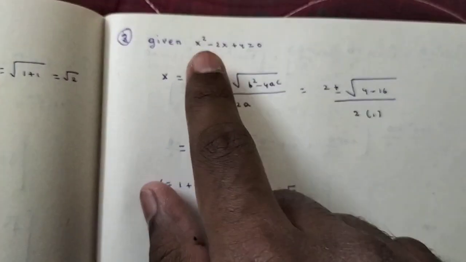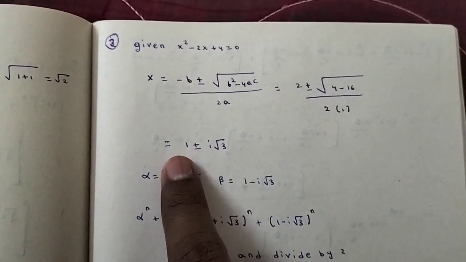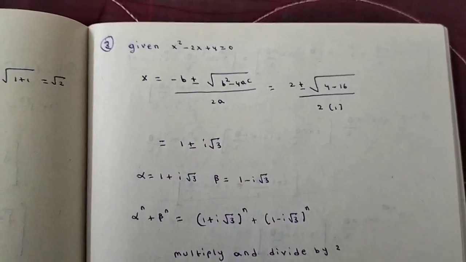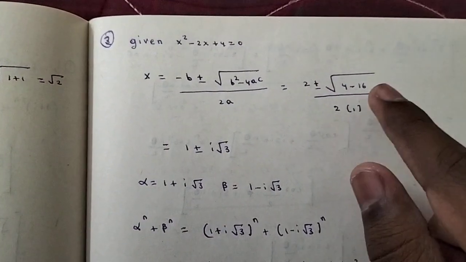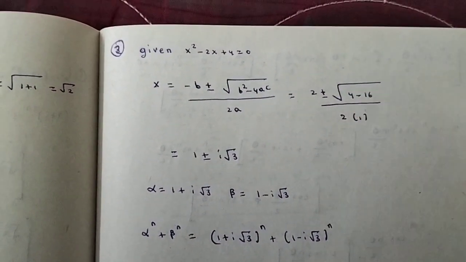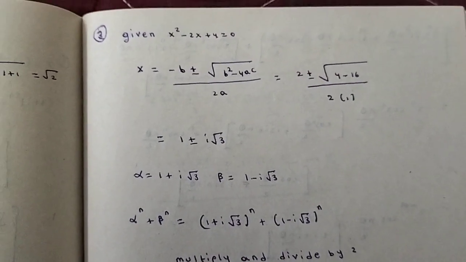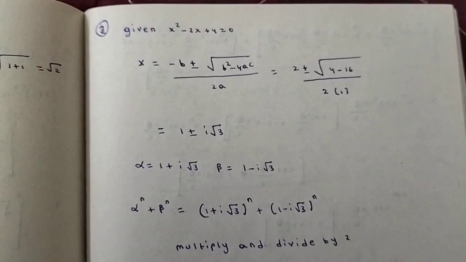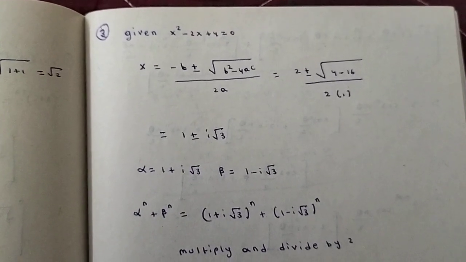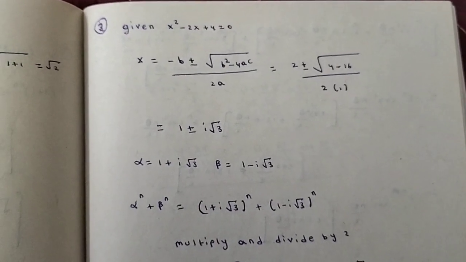and 2 into a, a is 1, so 2 into 1. So that one you will get 1 plus or minus i root 3. Why I wrote i root 3 is because minus 3 we can represent as i squared times 3. Now here I am taking alpha as the bigger value, that is 1 plus i root 3, and beta as the smaller value, that is 1 minus i root 3.